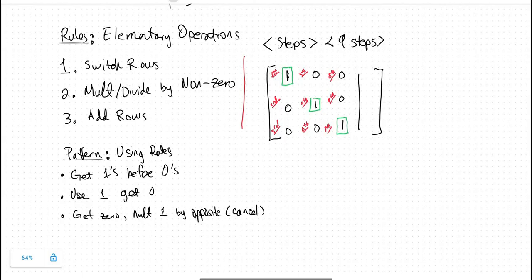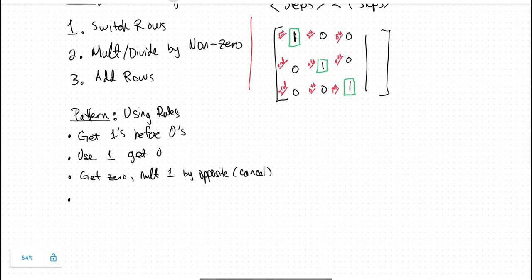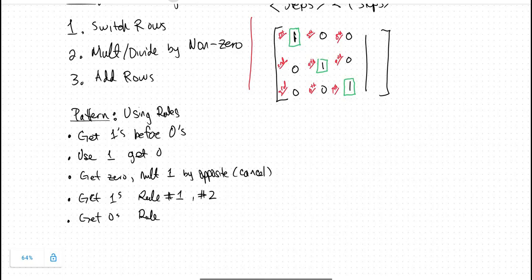And then there's 2 more. Since you have to get the ones first, to get the ones, you can use rule number 1 or number 2. In other words, switch or multiply or divide. And to get the zeros, you have to use rule number 3. All right, so I think we're ready.